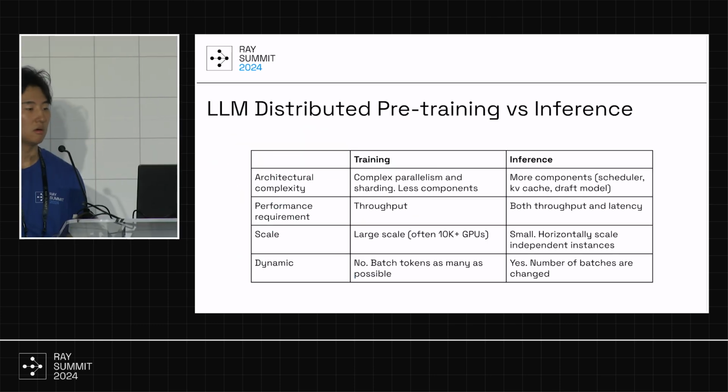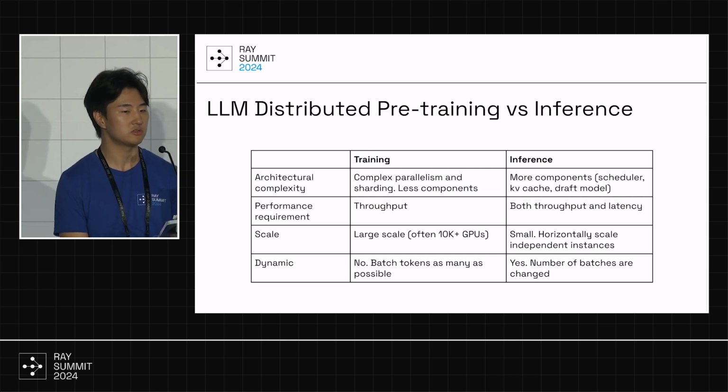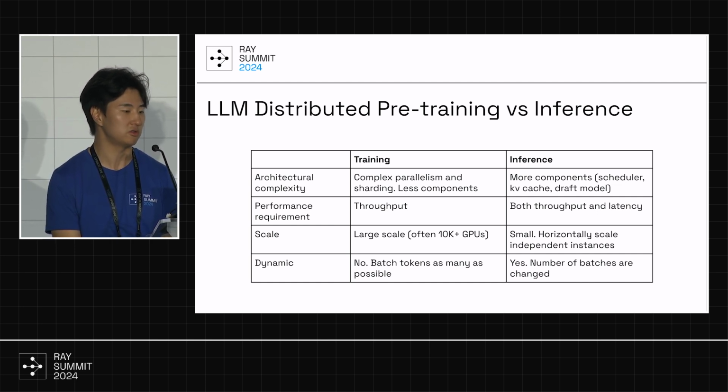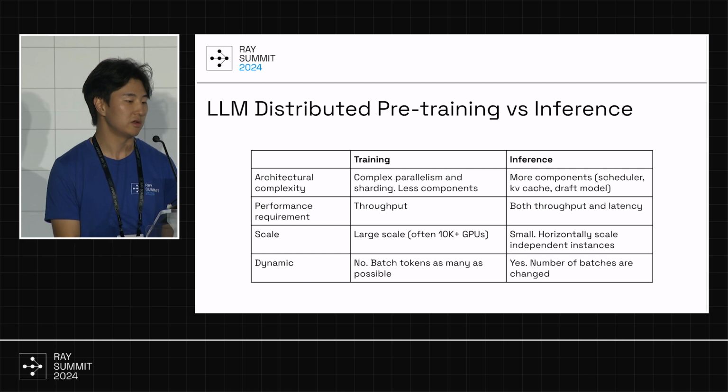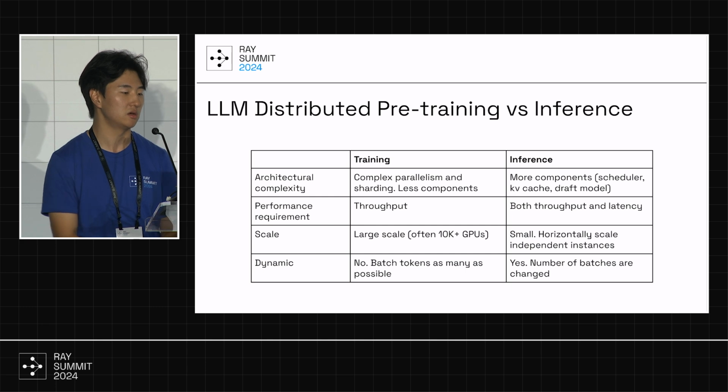Oh yeah, so let me quickly go over the differences between distributed pre-training and inference. Pre-training usually has very complicated parallelism, like you apply 2D, 3D, 4D parallelism on it. But generally, compared to inference, it has fewer components. Commonly used is something called SPMD architecture, where you just run the same code on all the workers. And there are no other components.